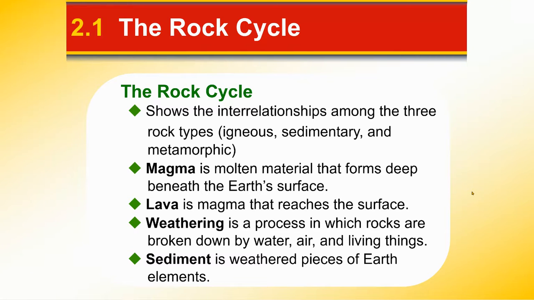Magma, which is what we're talking about at the beginning of this first section, is molten material that forms deep beneath the Earth's surface. Lava is magma that reaches the surface. Weathering is a process in which rocks are broken down by water, air, and other living things. And sediment is weathered pieces of Earth elements.